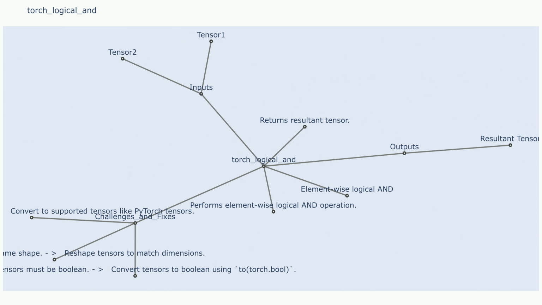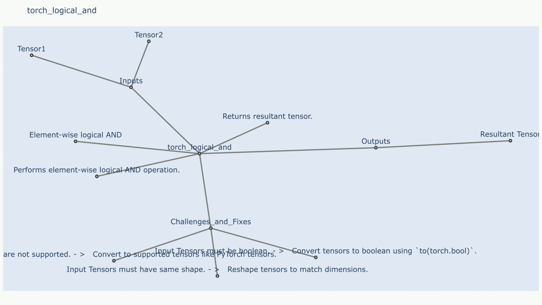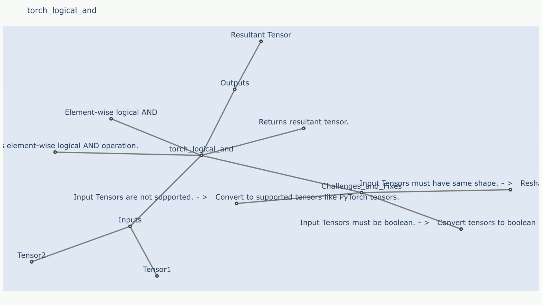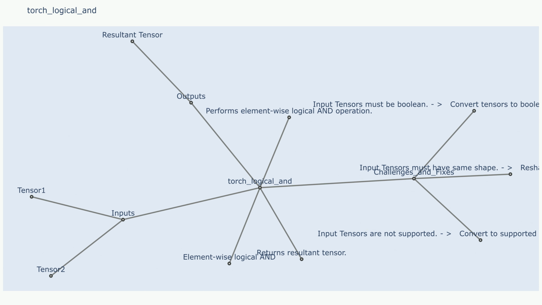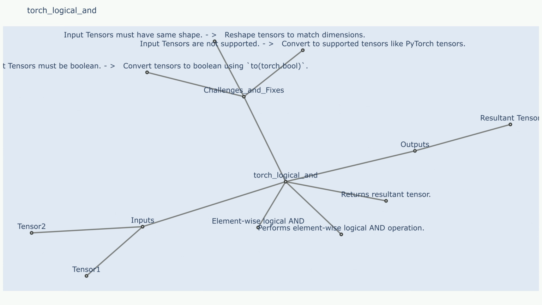Challenges and fixes. Challenge 1: input tensors have different shapes. Sample use case that resulted in challenge 1: applying torch.logical_and on two tensors with different dimensions. Fixes to challenge 1: use broadcasting to ensure that the input tensors have the same shape before applying torch.logical_and. This can be achieved by either reshaping one of the tensors or using the broadcast_tensors function.